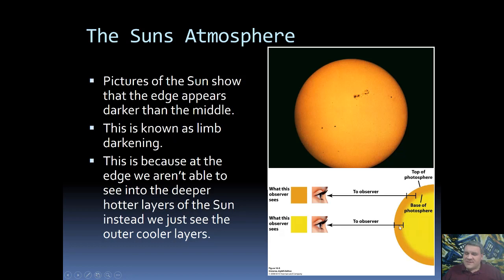Now, as we transition from the center over to the edge, we're still only able to see that same 100 kilometer depth. But because of the curve of the sun, remember the sun is almost a sphere, then over here on the edge, that same 100 kilometers going down does not get us to the same hot region. And because it's not as hot, it doesn't produce as much light, and therefore it appears darker. So the center appears bright and the edges appear darker because it's not actually a solid surface.